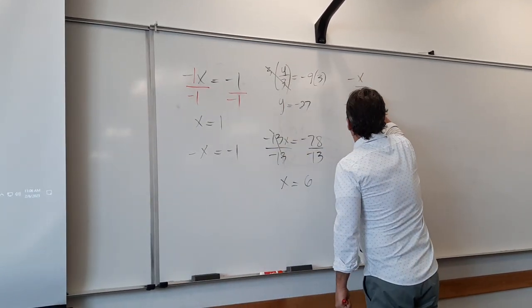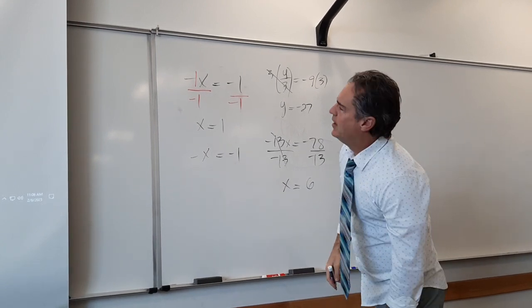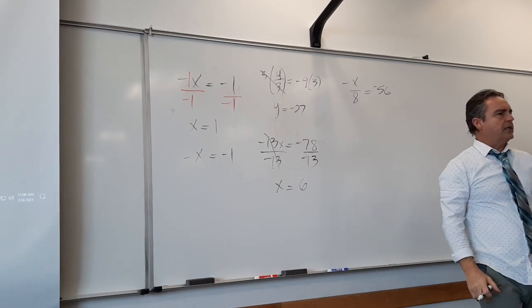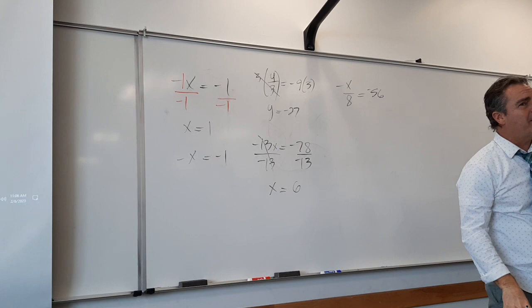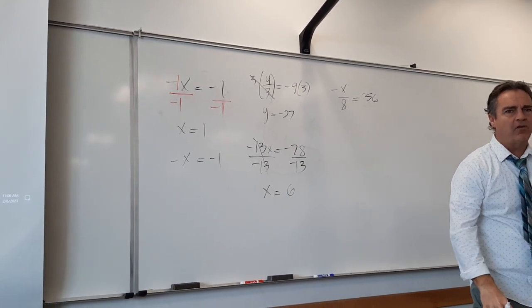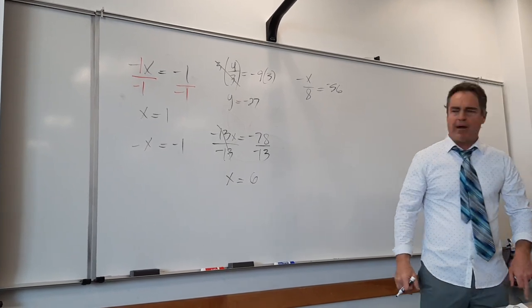Negative x over 8 equals what? Negative 56. Thank you. Okay, who is sharing sides with x? 8 and the negative. We don't want to know what negative x equals. x has to be alone, all alone. No negatives, nothing. It just has to be x, isolated by itself.